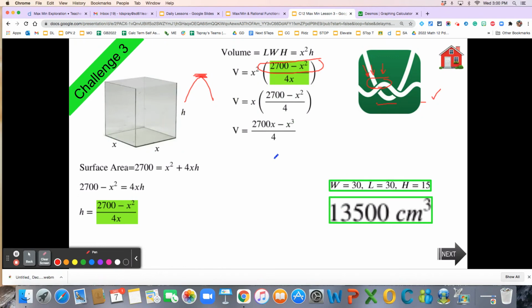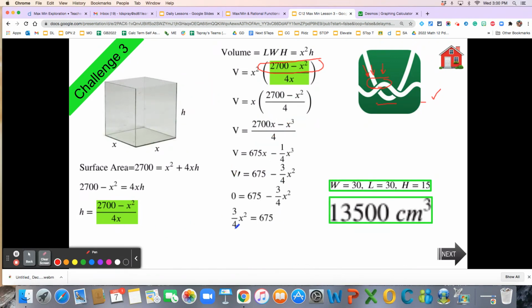Is this a good time to take the derivative? I'd like to say no. Can't you see that this is this minus that? So I'm going to split that fraction up. So 2700x divided by 4 gives me that. I'm going to take the derivative of this, which is now pretty straightforward. So 675 minus 3/4 x squared. Set it equal to 0 because we're looking for that slope when the slope is 0.